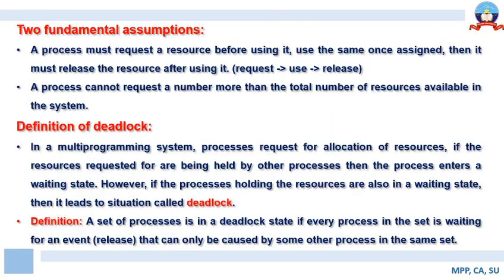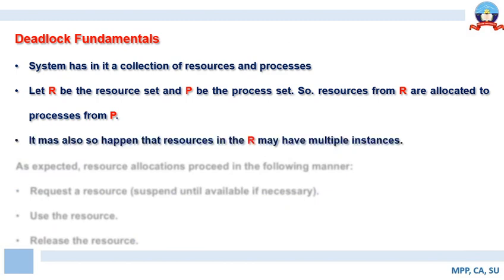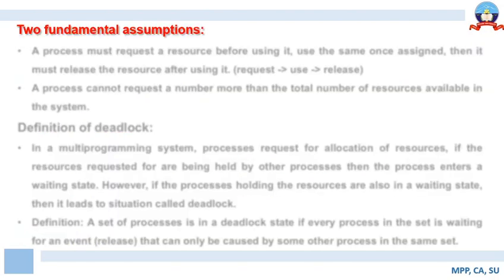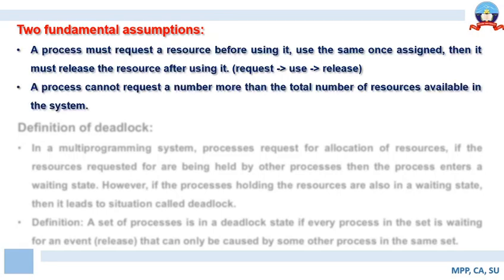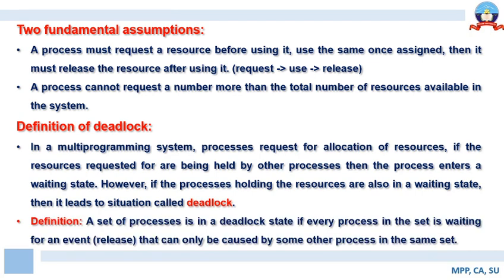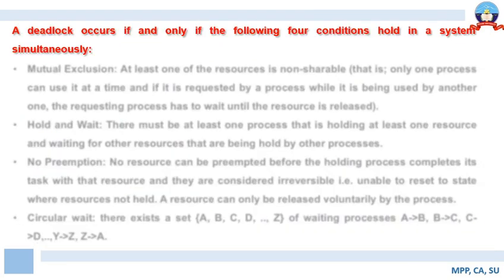So in today's class, what we have learned about is what the fundamentals associated with deadlock are. We have learned about the expected sequence of actions to be performed whenever a resource is to be utilized by a process. Then we've learned about some of the important assumptions that are taken into consideration whenever resource allocation is done to the processes. Then we defined deadlock, took into consideration certain instances, and then we formally defined deadlock. Then we learned about the four important necessary conditions.